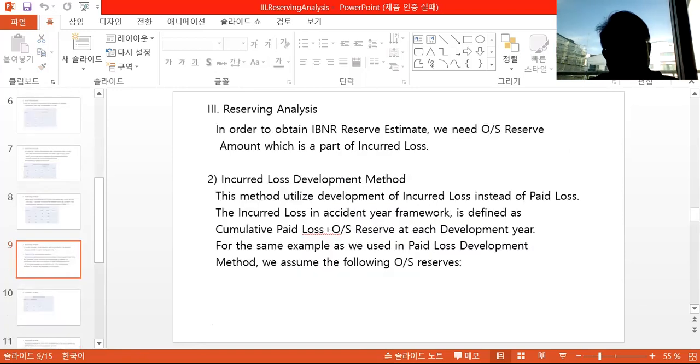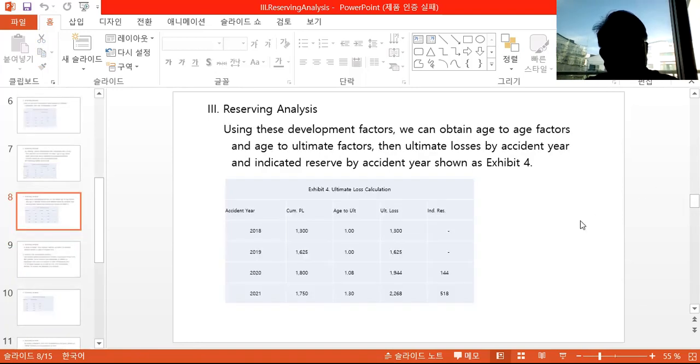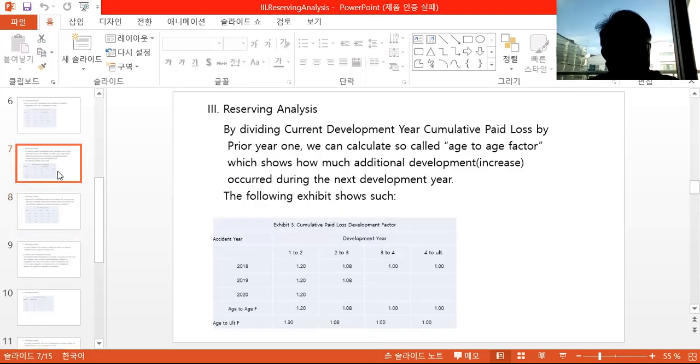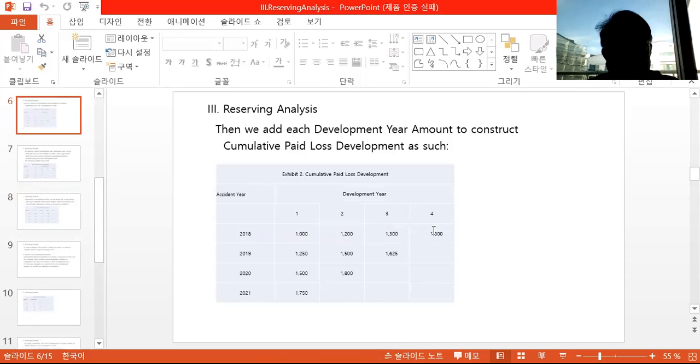So by using the cumulative paid loss at the valuation date and the age-to-ultimate factors, you get ultimate loss, which is shown in the exhibit. For each accident year, the cumulative paid loss is 1,300, 1,625, 1,800, 1,750. Actually, these are all on the diagonal of the prior exhibit. These are the amounts at the valuation date.